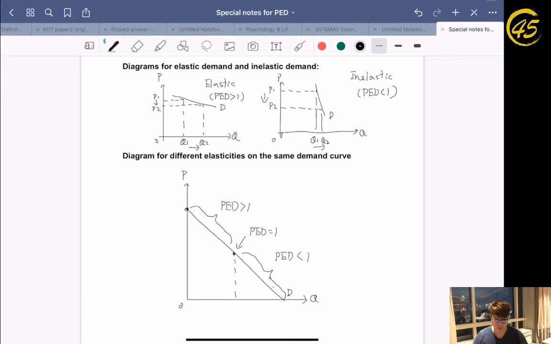Of course, the point that touches the y-axis will have PED equal to infinity, but I don't think it will happen in your exam because PED equal to infinity never happens in reality. Okay, so at the point which touches the x-axis, the PED will be equal to 0.